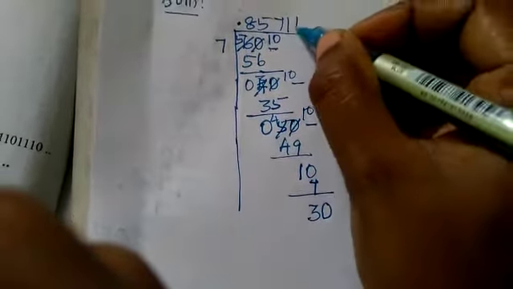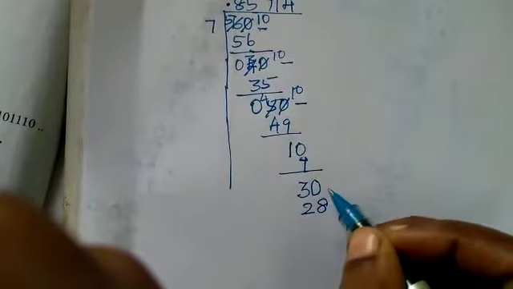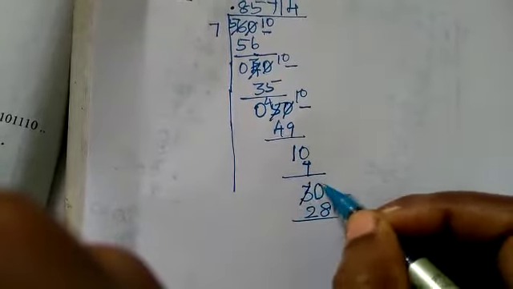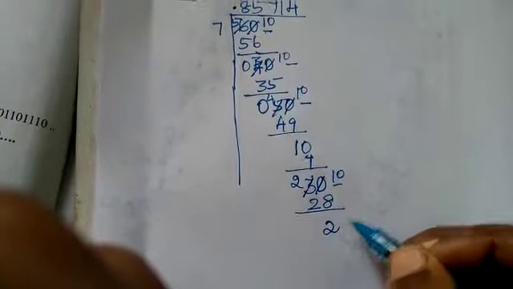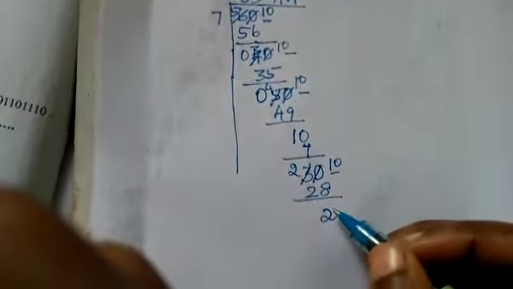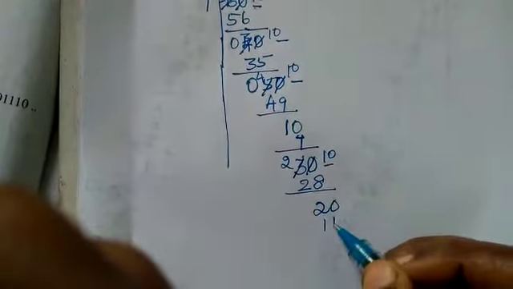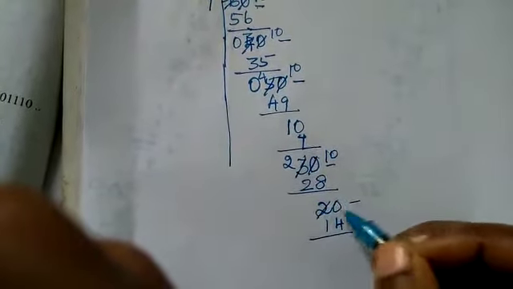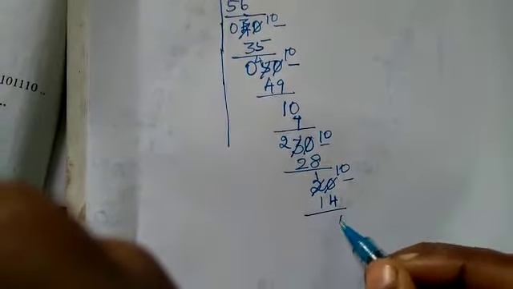Now how many times? 7 4s are 28. Now let's subtract. Now borrow from 3. This became 10. This became 2. 10 minus 8 is 2. Now there is a decimal sign, so we can add a 0. How many times? 7 2s are 14. Now can you subtract? No. So we borrow from 2. This became 10. Now 10 minus 4 is 6.